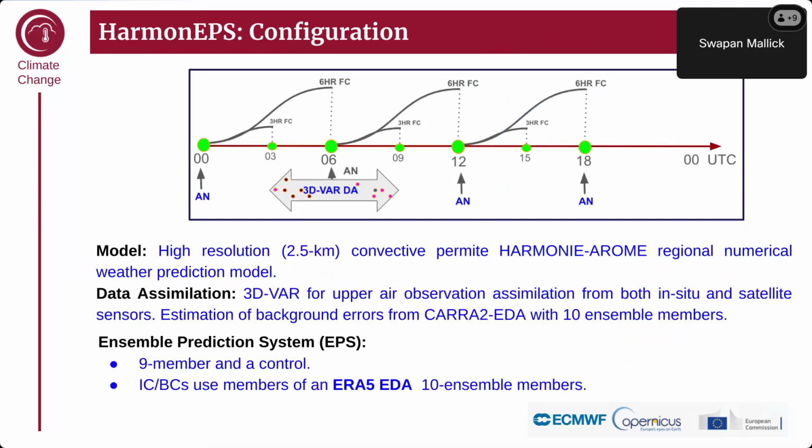This is the Harmony EPS configuration. Basically, we are using the Harmony ensemble prediction system with a model resolution of 2.5 kilometer. For data assimilation, I use three-dimensional variational data assimilation for upper air data using in-situ and satellite data. Initial and background conditions are taken from the ERA5 EDA system with 10 ensemble members.